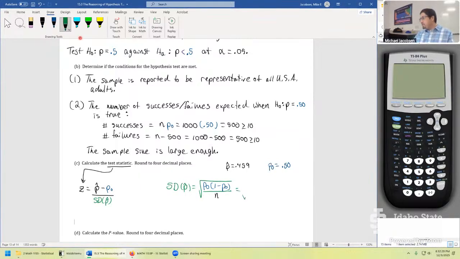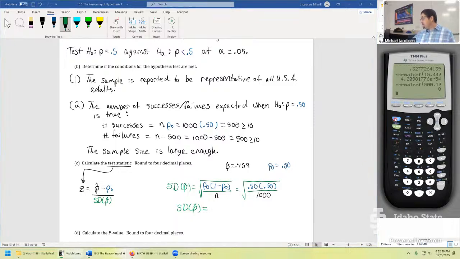Okay, now we can plug in the numbers, fill in the blanks essentially. P naught is 0.50, so 1 minus P naught is 0.50 again. Or if you just went 1 minus 0.50, no harm done, like we did in the last problem. Sample size is 1,000, so that goes in the denominator. And this will give us our value, standard deviation, p hat.